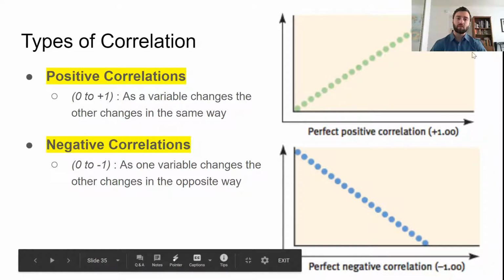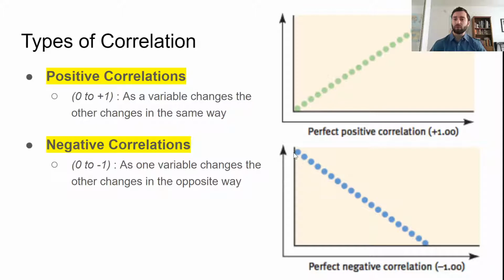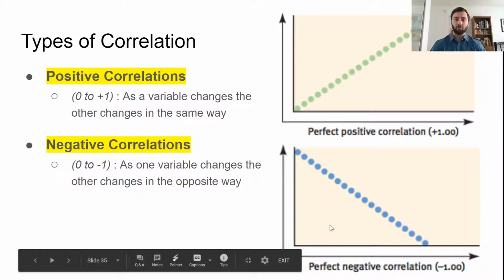Okay? So again, positive, they're going to go in the same direction. They're both going up or they're both going down. Negative, they're going in opposite directions. One goes up, one goes down.